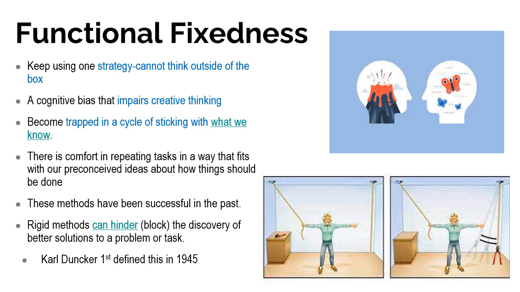So there is a comfort in repeating our tasks and doing it over and over and over the same way, but sometimes that's too rigid and it'll block us from finding a better solution. What if there's a better way? So most everybody who's an inventor has had to get rid of functional fixedness in their thinking in order to invent a new way to do things.